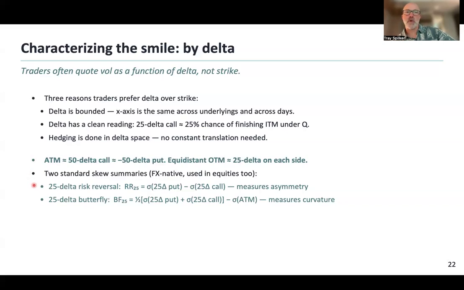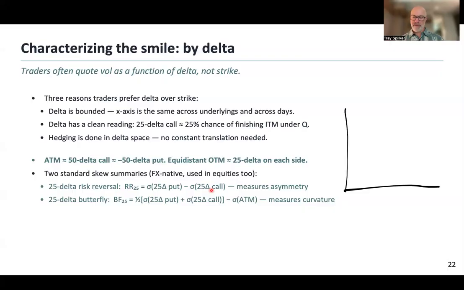And the first is the 25 delta risk reversal, which I've already mentioned, which is the distance between the 25 delta put and call. So that measures how asymmetric the smile is, right? Specifically, I'll just draw it again.